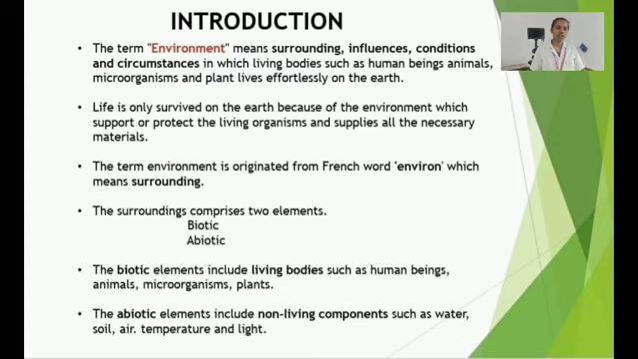Environment comes from the French word. Environment means surrounding. Environment is made up of two types. One is biotic elements, another one is abiotic elements. Biotic elements means all the living things, including humans, animals, plants, microorganisms. Abiotic elements are non-living things like water, soil, air, temperature and light.